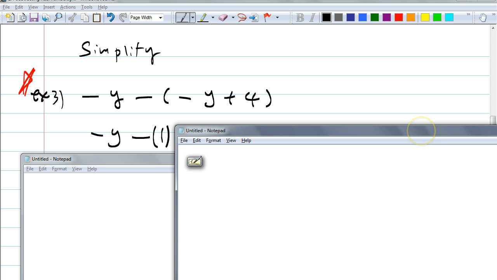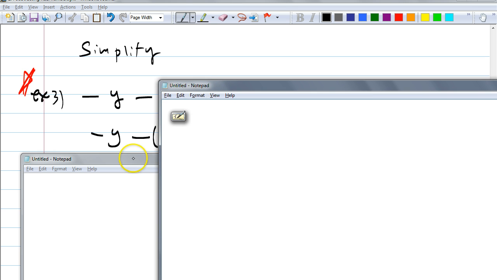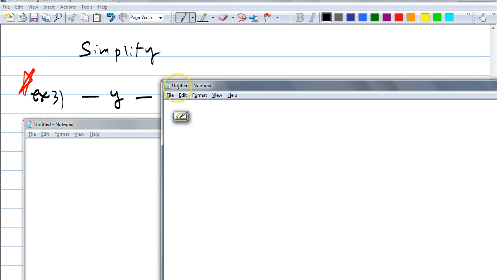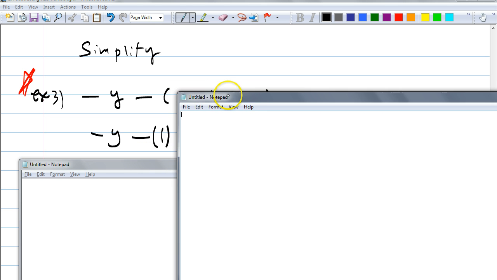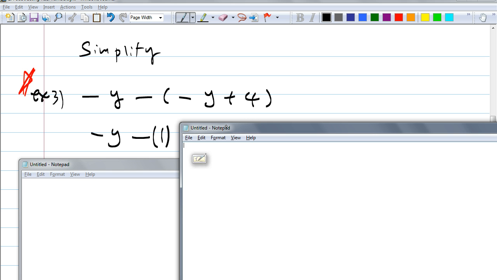Now, let me ask you this. If I just had this, negative y minus 1, do we know how to change this into an addition using the definition of subtraction? Yeah, we could do that. Right here, we couldn't, right? If you don't have any number, how do you do that? But now, because we know that there is an invisible 1, we know how to rewrite this as an addition. Who could tell me how to rewrite this as an addition? How about Mimi? What do you think? How would negative y minus 1 be written as an addition?